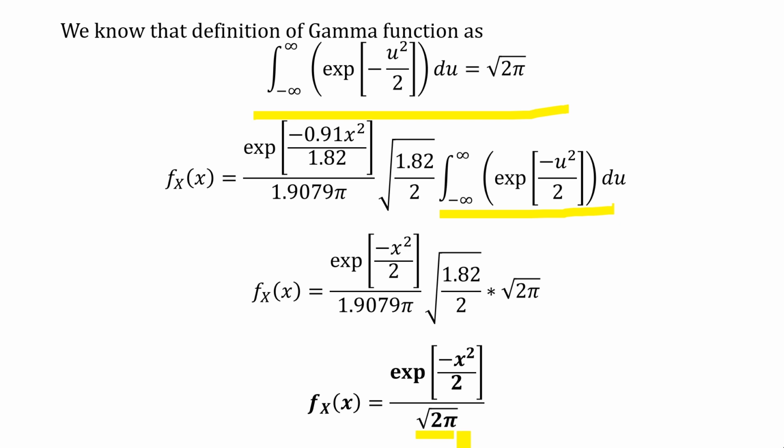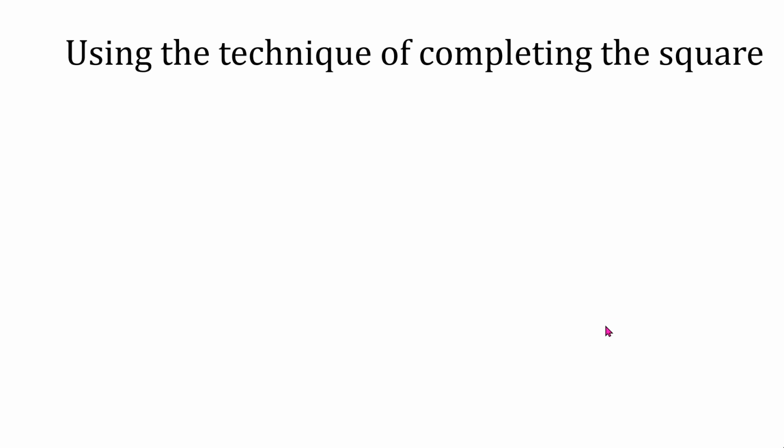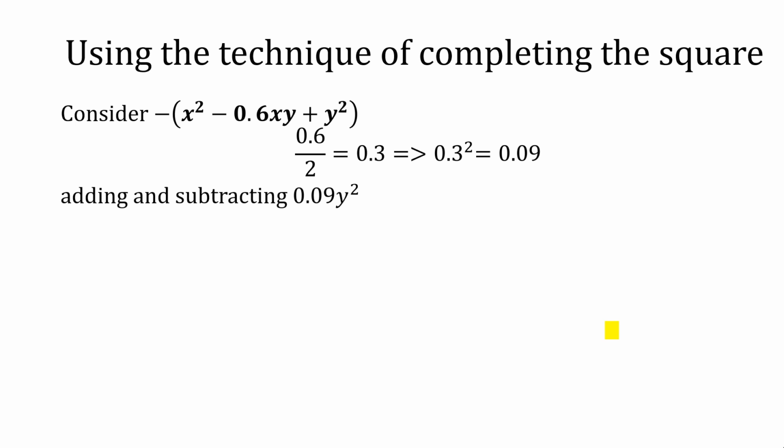Alright, fx of x is calculated. Now let us calculate fy of y. Do some adjustment to this equation using a technique of completing the square. Let us add and subtract 0.09 y square now, because we are finding fy.